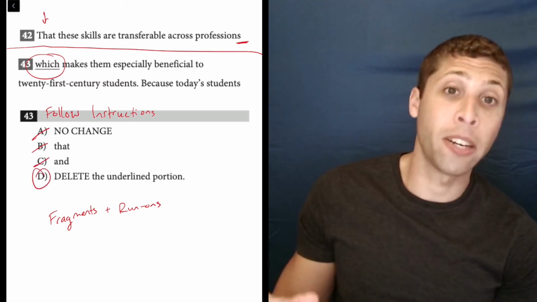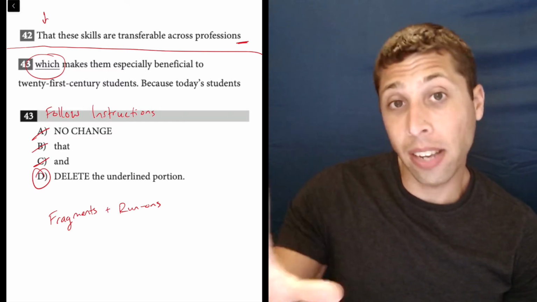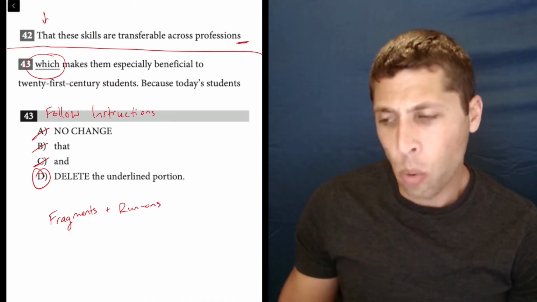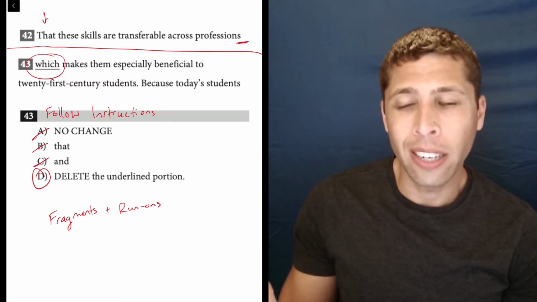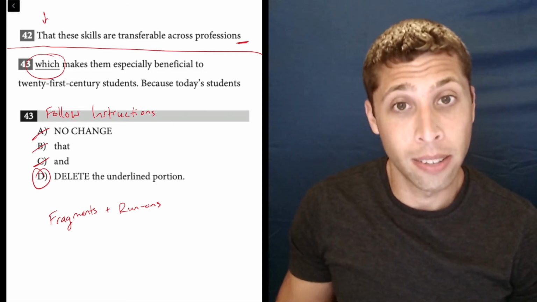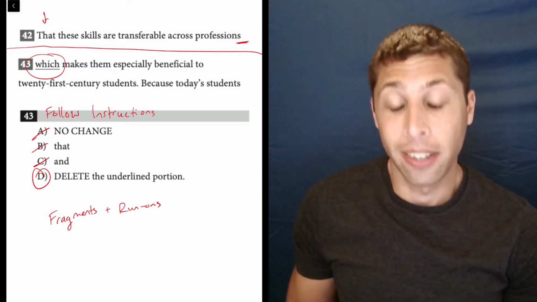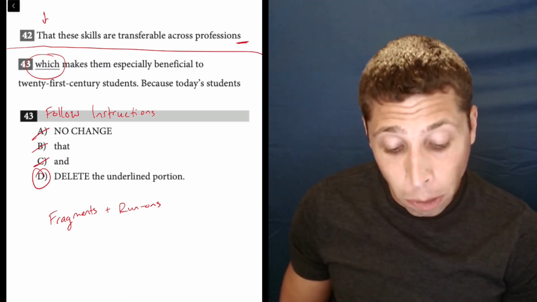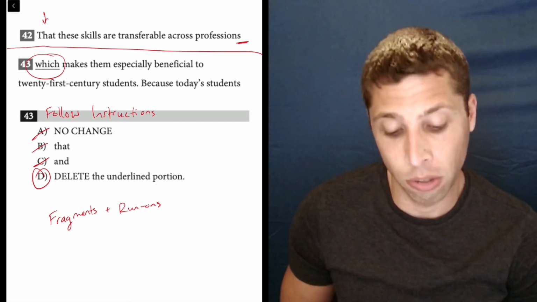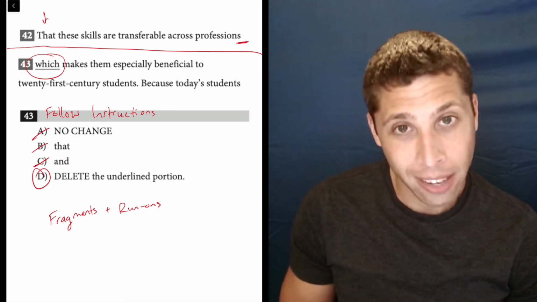So what's happening here is basically the "that" at the beginning of the sentence is already doing the connection between these two ideas, which is weird. We don't usually throw a connector word at the beginning of a sentence. This is an odd way to write this, but it's grammatically correct. "That these skills are transferable across professions makes them especially beneficial to 21st century students." It's strange, but it's correct.